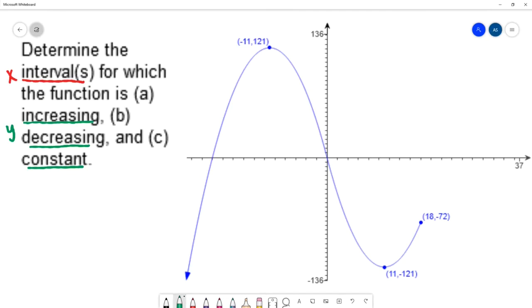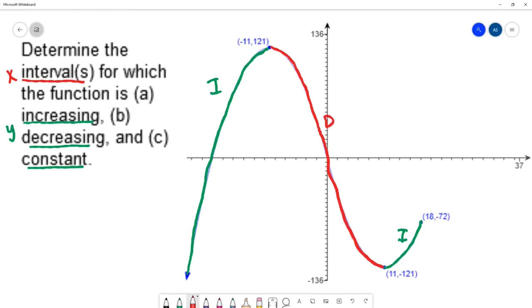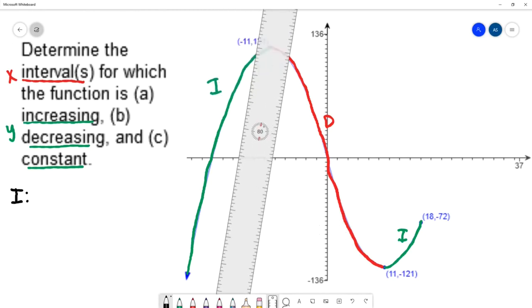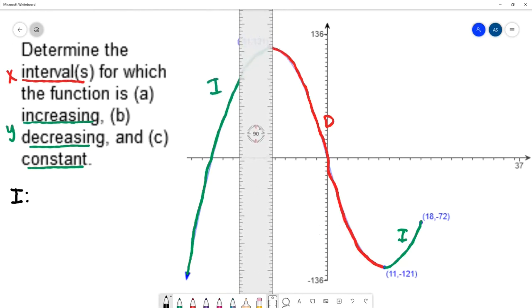So let's label what we saw when we traced. This group of y values is increasing. And this group of y values increasing. And this group of y values are decreasing. When we write down the intervals, we're going to write the x's. So I like to use my ruler. I'm going to hold it vertically so that my ruler is pointing to the x-axis.